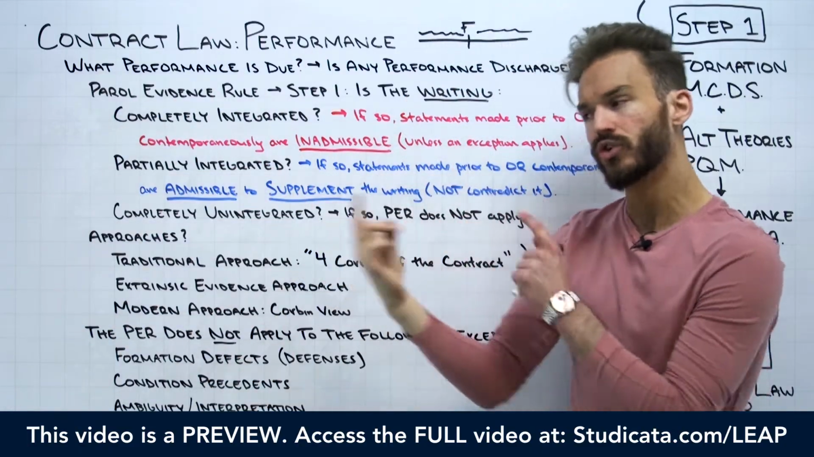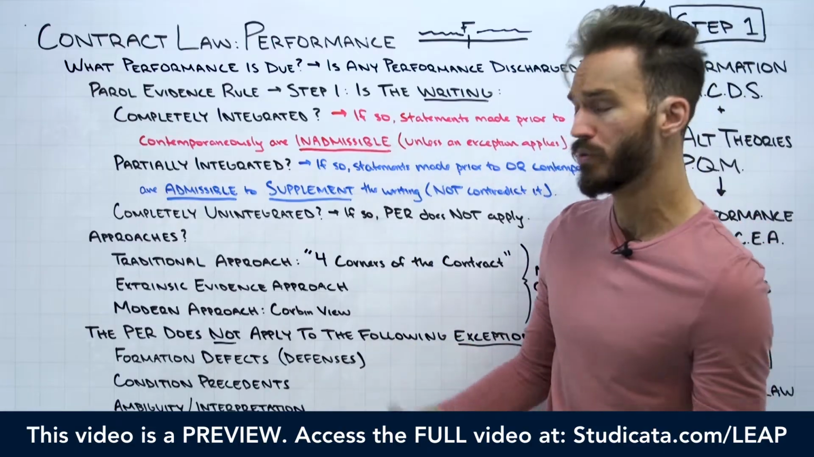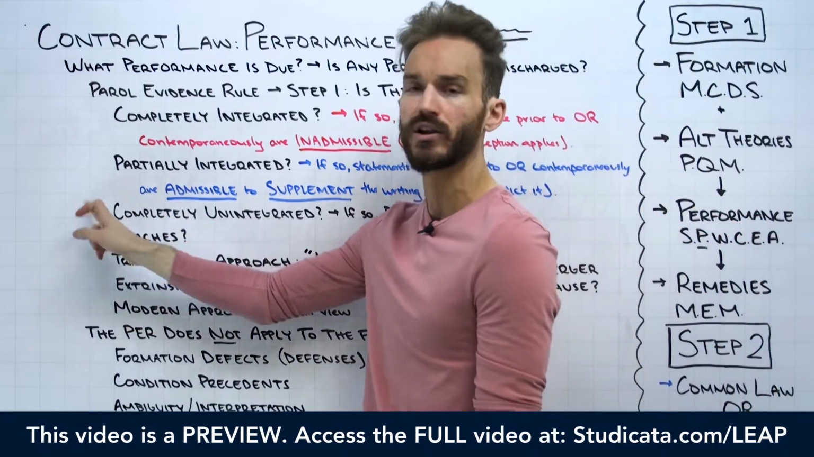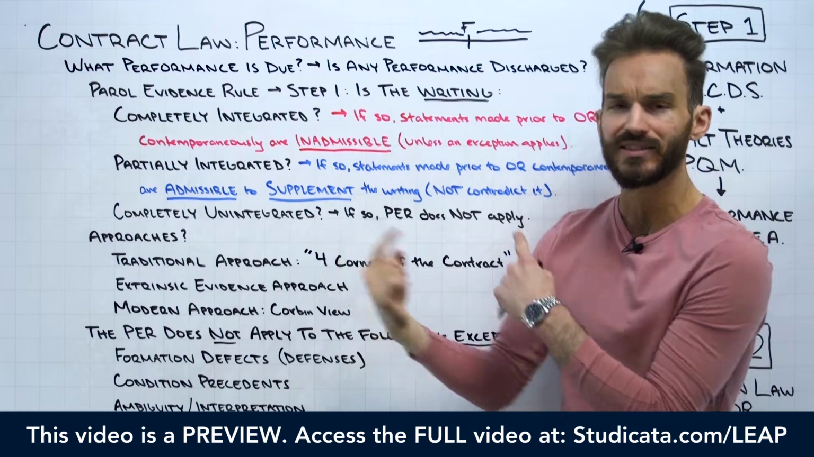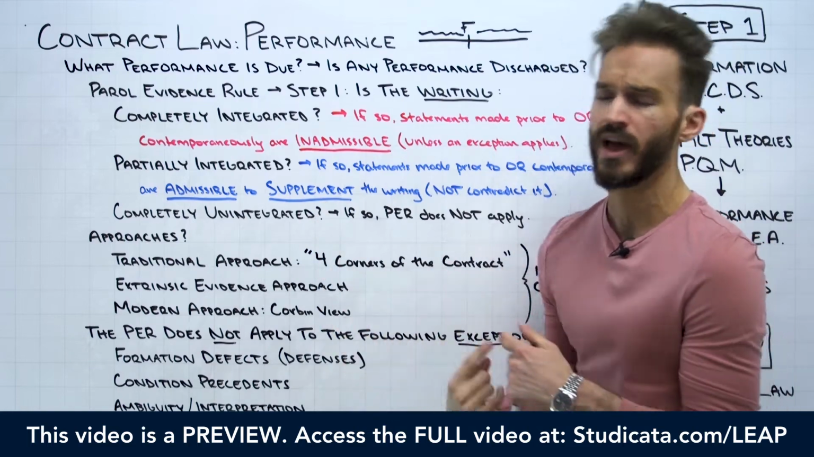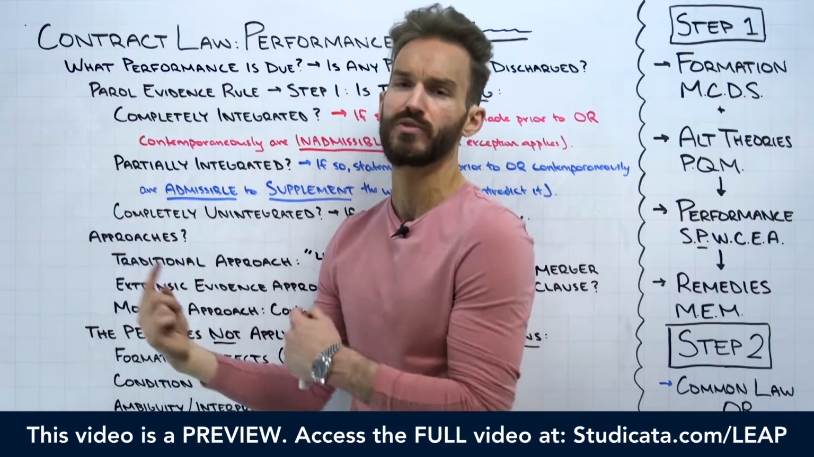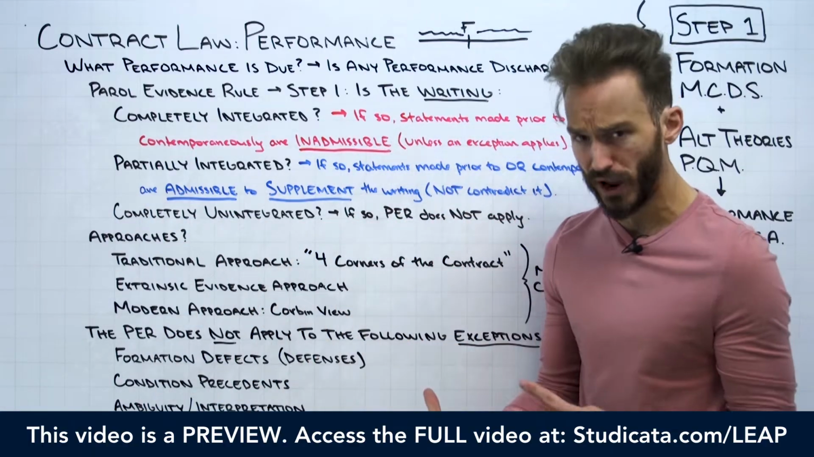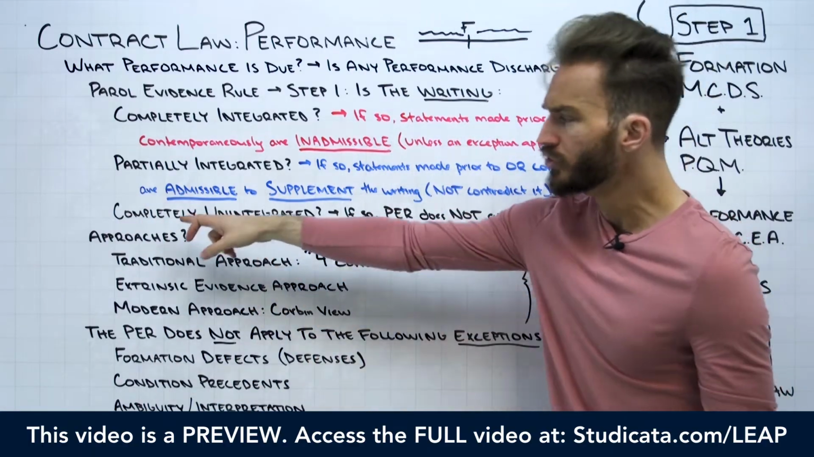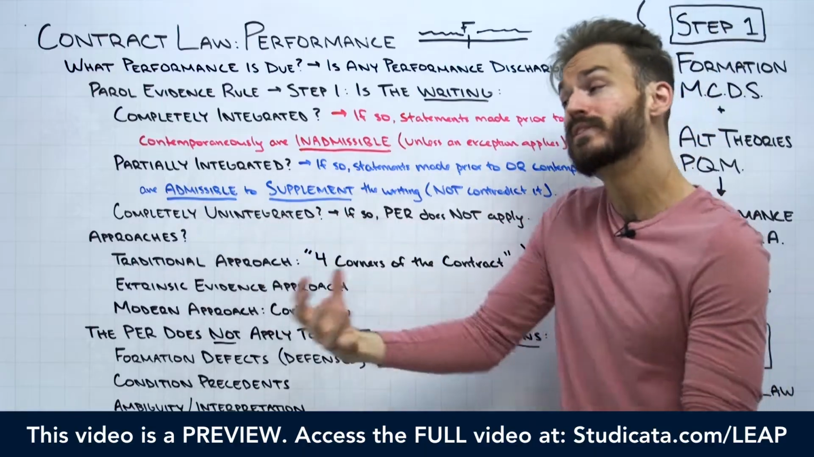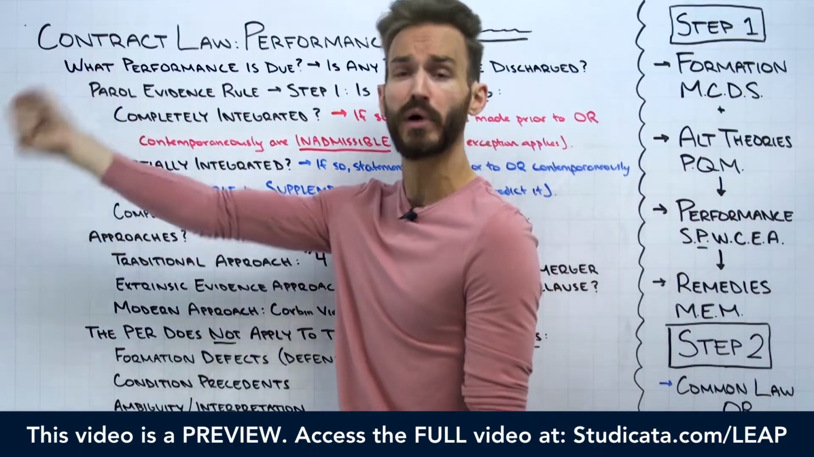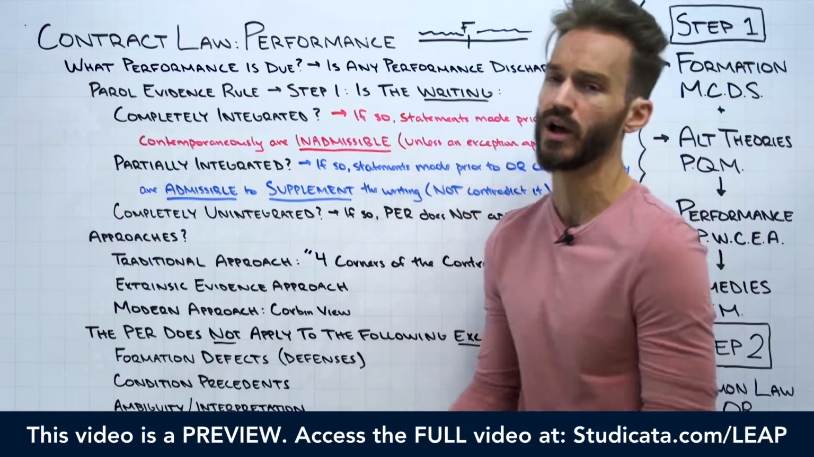Now, the initial emails that we sent back and forth, right, what would those be? Those are completely unintegrated, where we were just inviting the deal, right? We were discussing and bargaining and negotiating, but none of those emails we sent were intended to be the final expression of our deal. So those are completely unintegrated. But we did arrive at a final expression, right?